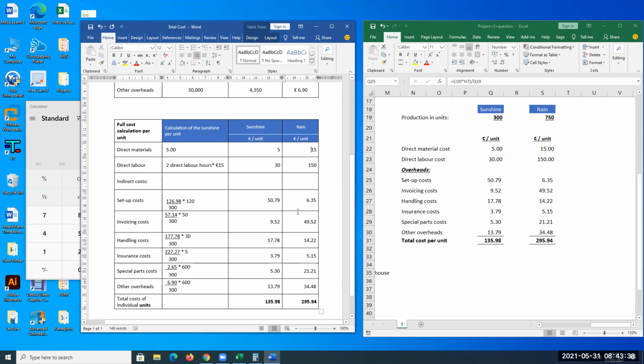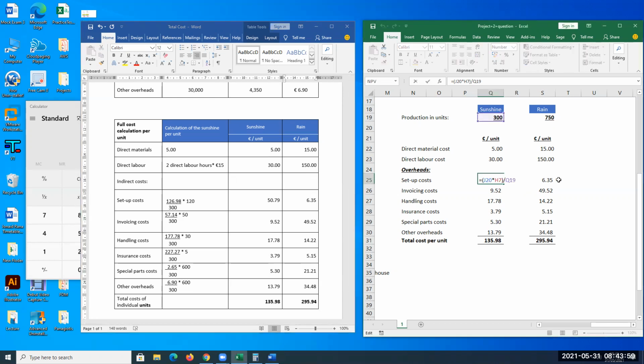Okay. Because these figures are in decimal up to 2 places, it is better to show it like this so that there is symmetry. 0.00, 0.00. Okay. So it's 6.35 here. 6.35. This one. 49.52, 14.22, 5.15, 21.21, and 34.48. So the total is 295.